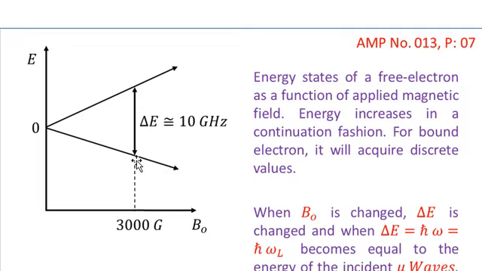And here I have shown a particular case with delta equal to 10 gigahertz, and this corresponds to 3000 Gauss. The value of B naught is 3000 Gauss, which provides you an energy gap of delta E equal to 10 gigahertz, which matches with the energy separation between the two levels of the electron spin of the sample.